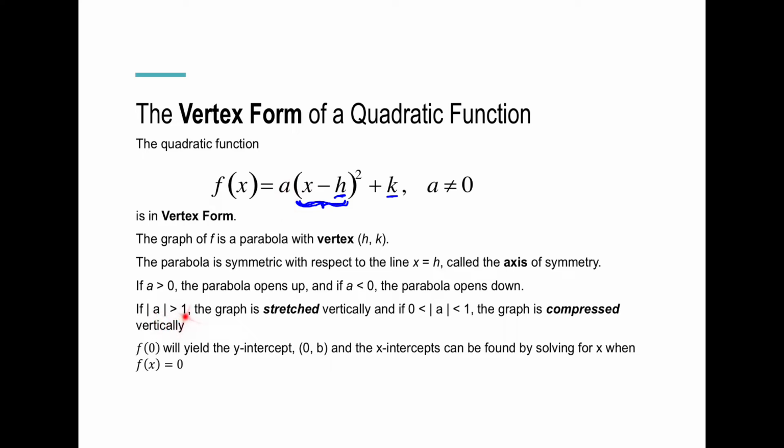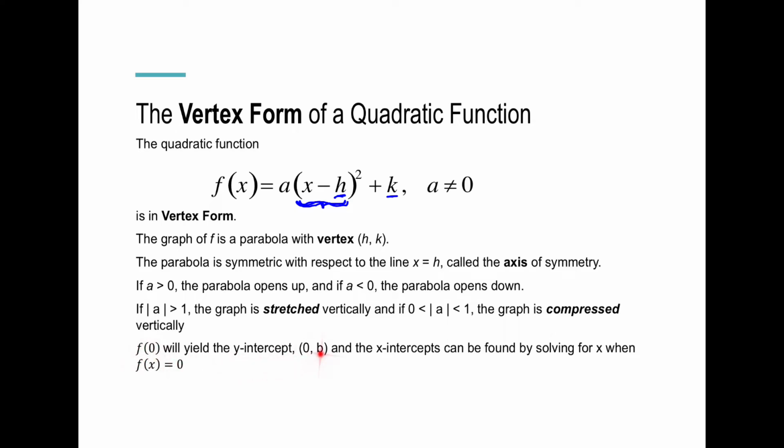Absolute value, if it's greater than 1, so that stretches it vertically. We're multiplying it by something that makes the y larger. I might have said smaller, but I meant to say larger. And if the absolute value of a is a fraction, basically between 0 and 1, we say it's compressed vertically.